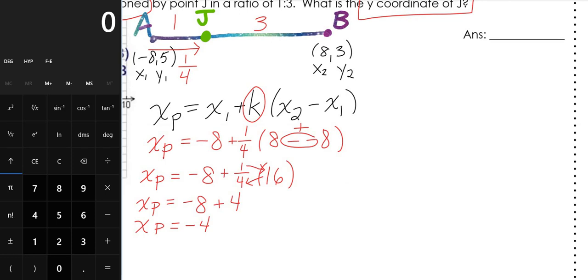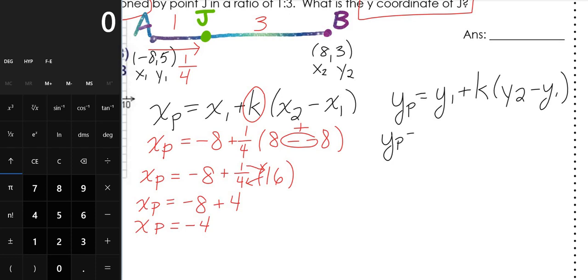Okay, so repeating the same thing for y. This is maybe when you want to try by yourselves. YP equals y1 plus k times y2 minus y1. YP is what we're solving for. Y1 is 5, plus k is 1/4. That does not change. Y2 is 3 minus, and then y1 is 5.